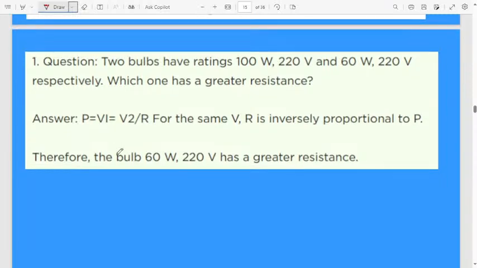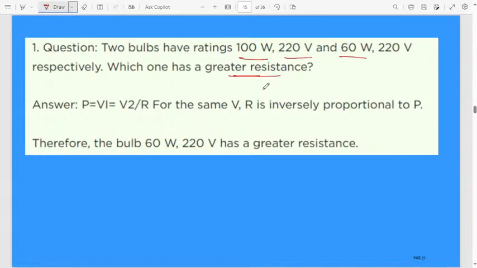Yes. Next one. Two bulbs having ratings 100 watt, 220 volt and 60 watt, 220 volt respectively. Which one has the greater resistance? You have to calculate. You know the power will be V into I. Then here the power, V and R are inversely proportional to each other. Power is VI, and also V square divided by R.